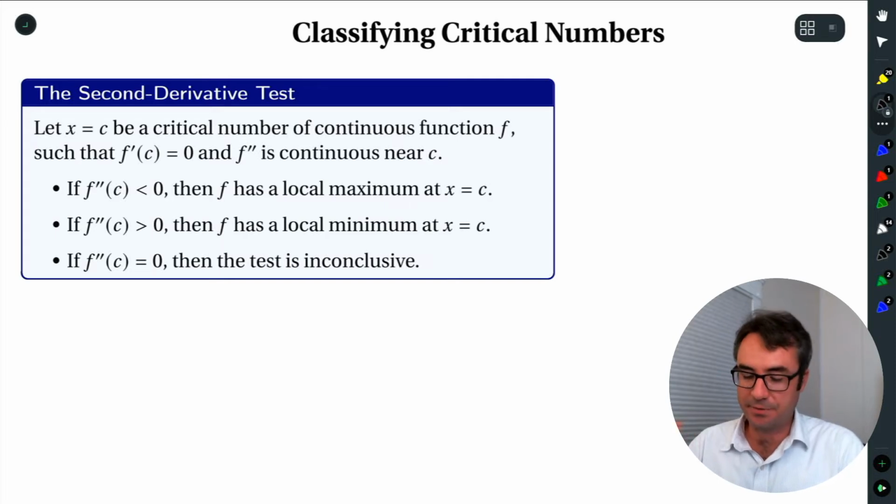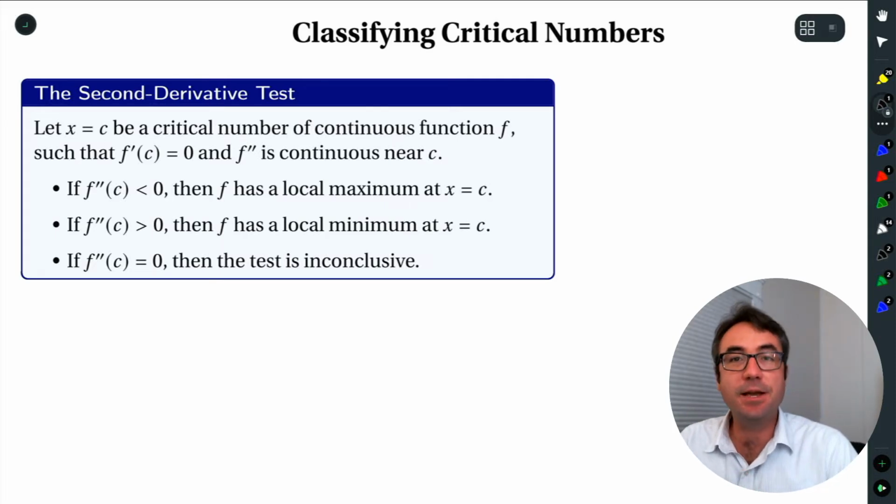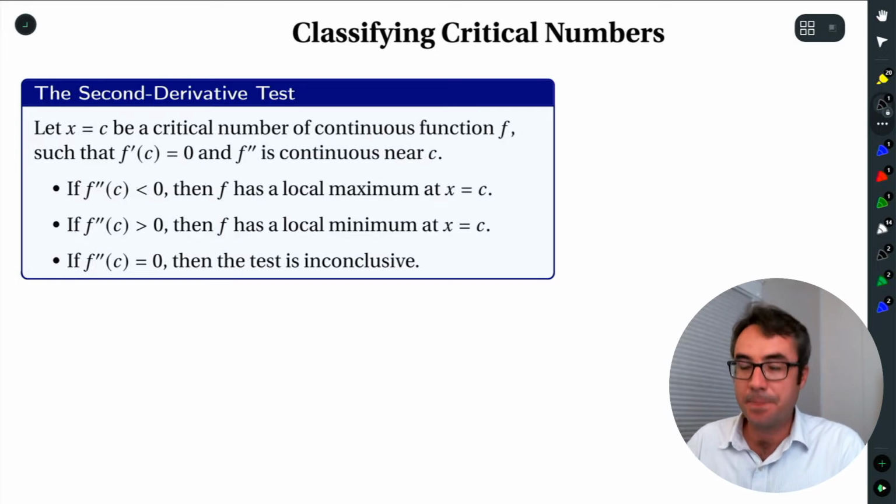Here we go. Second derivative test. Let x equal c be a critical number. So we've already found the critical number. Now we're just trying to classify it.